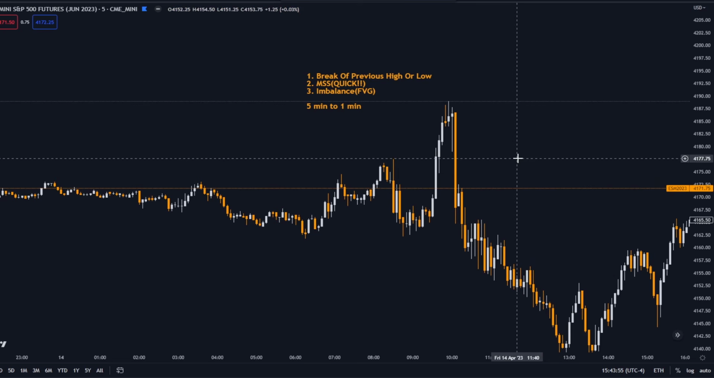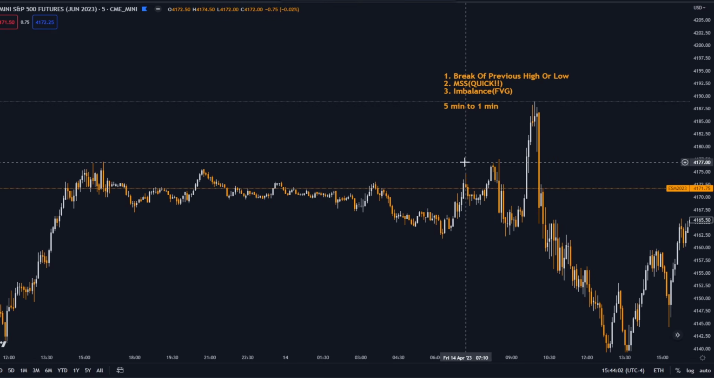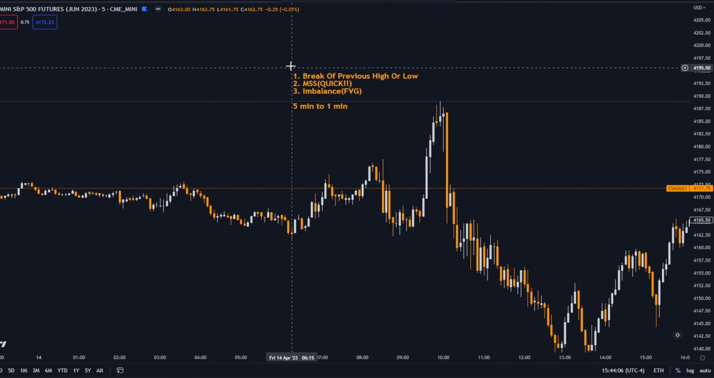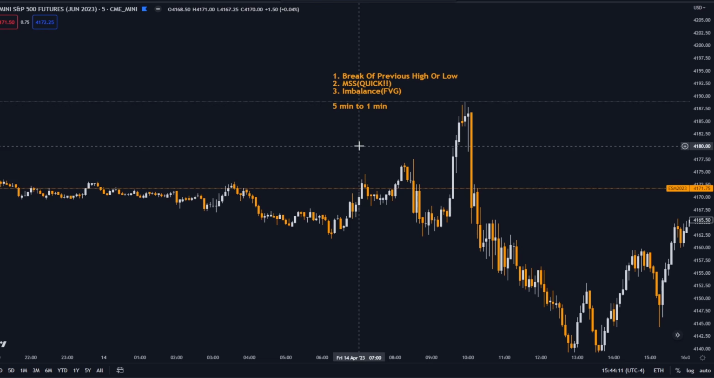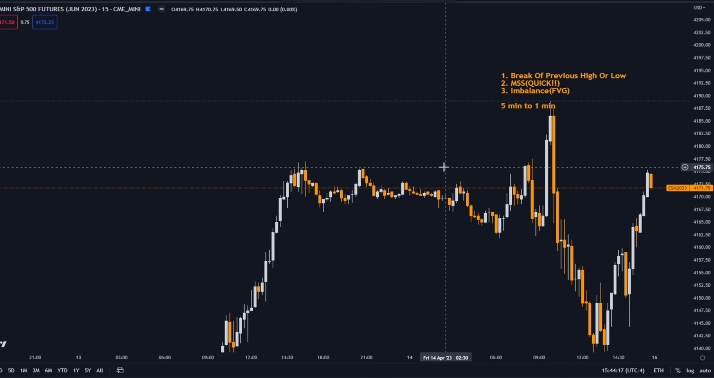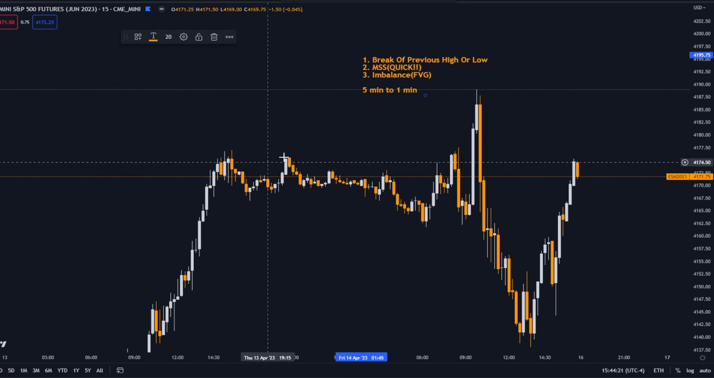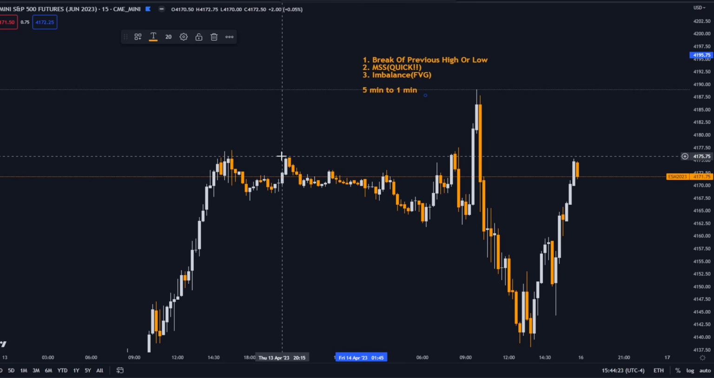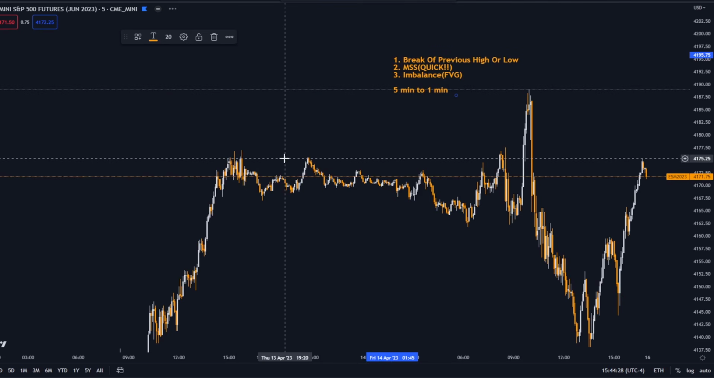This strat is very simple. It's one of the easiest strategies you can learn from ICT and it has a very high probability of win rate. So first, you want to look for a break of a previous high or low and start on the 5-minute time frame. You can also go to the 15-minute, but it's up to you really. The 5-minute time frame will give you more entries, but the 15-minute will be more precise. But this one will go to the 5-minute.